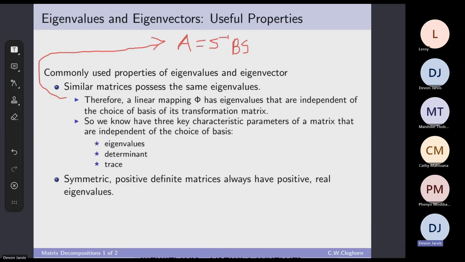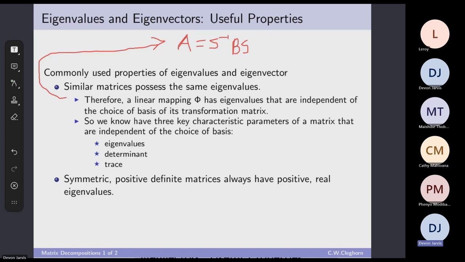So commonly used properties of eigenvalues and eigenvectors. Similar matrices possess the same eigenvalues. Therefore, a linear mapping has eigenvalues that are independent of the choice of basis of its transformation matrix. So we now have three key characteristic parameters of a matrix that are independent of the choice of basis: your eigenvalues, your determinants, and your trace. Determinants and trace depend on your eigenvalues.